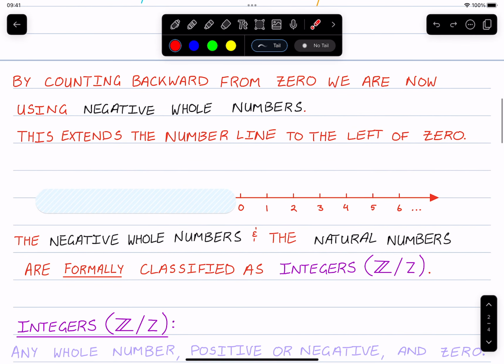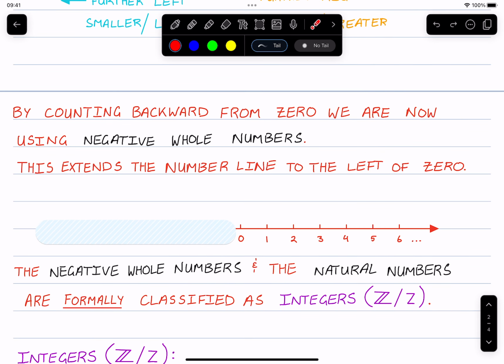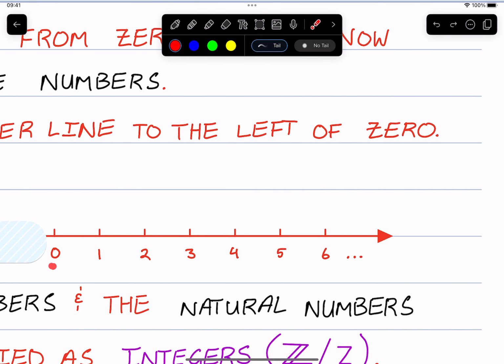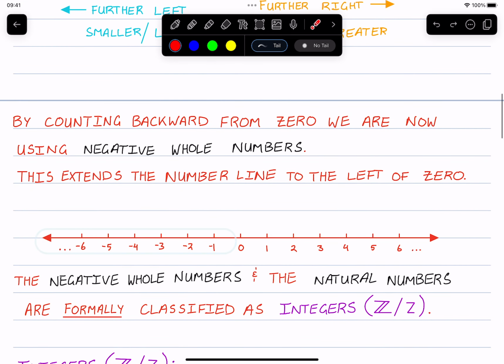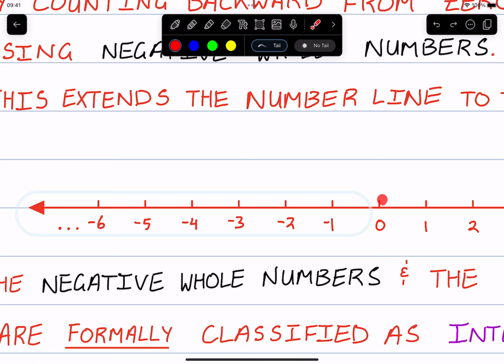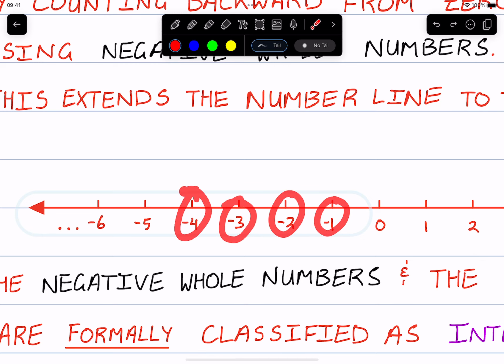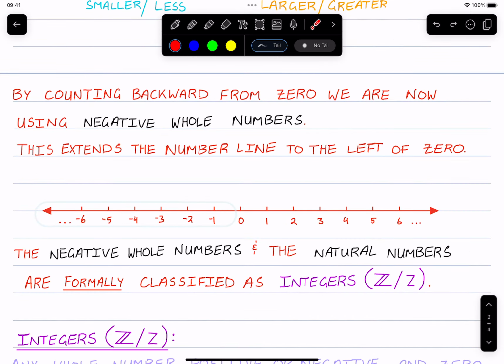Now, by counting backwards from 0, we are now using negative whole numbers. This extends the number line to the left of 0. So we already know this, 0, 1, 2, 3, 4, 5, and so on. We can put the number line however long we want to the right, but we can actually start counting to the left of it. So from 0 going backwards, we say -1, -2, -3, -4, -5, etc.